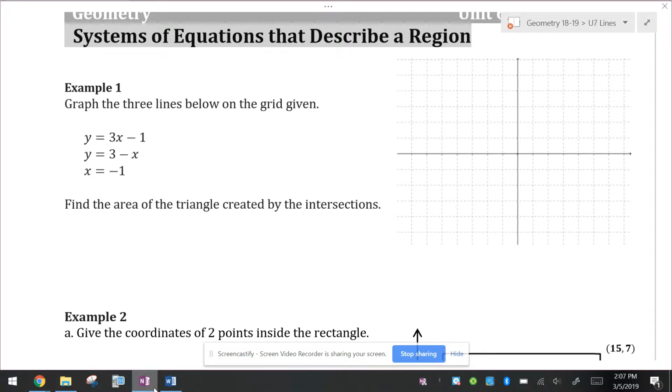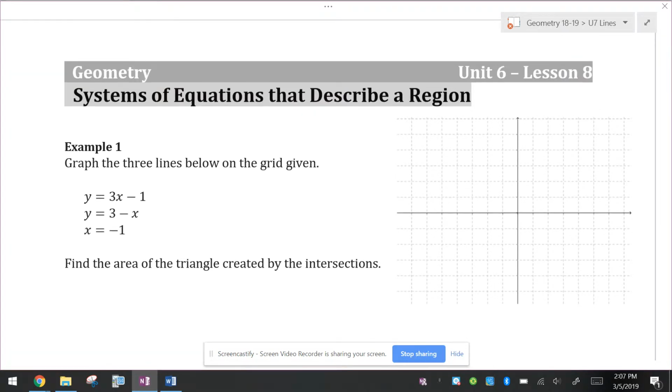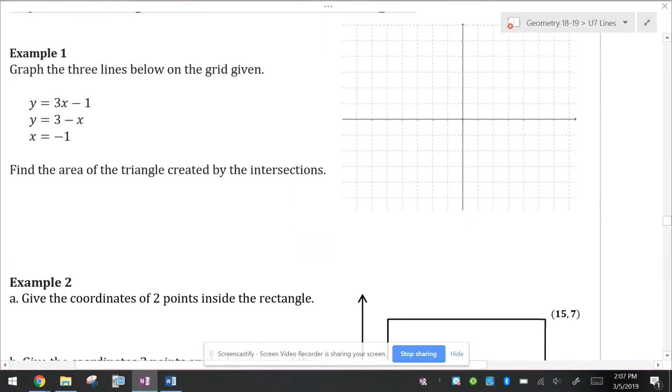So it says graph the 3 lines below. Oh, by the way, we're on lesson 8. So in your packet, make sure you're on lesson 8. What we're going to do is create multiple lines that make a shape. And we are going to start with these 3 lines right here.